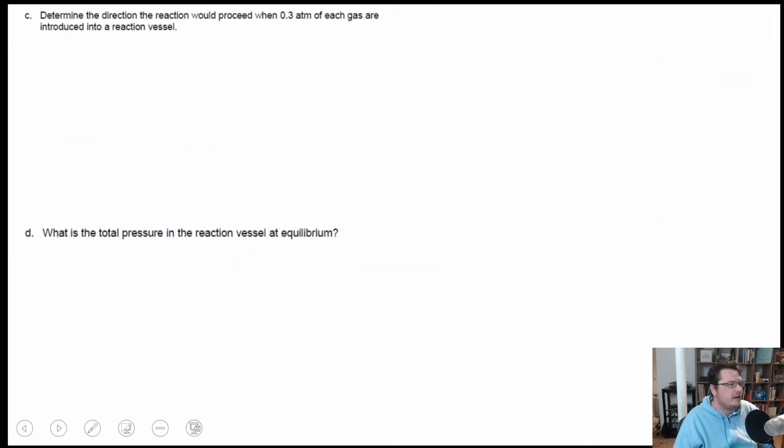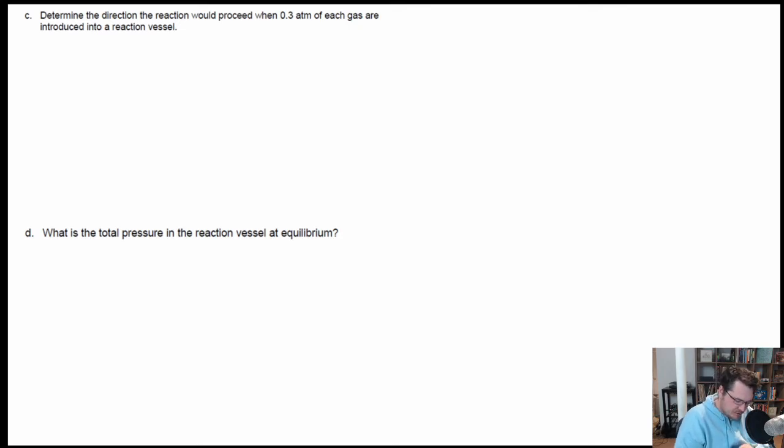So, part C: determine the direction the reaction would proceed when 0.3 atmospheres of each gas are introduced into the reaction vessel. So what we're doing now is calculating what Q is. Once we know what Q is, we can compare that to the value of K. If Q is less than K, then you have to form more products to get to equilibrium. If Q is greater than K, you have to reverse the reaction and generate more reactants to get to equilibrium.